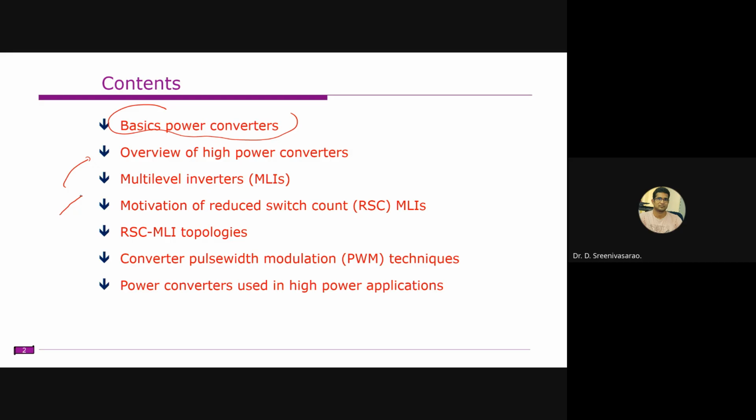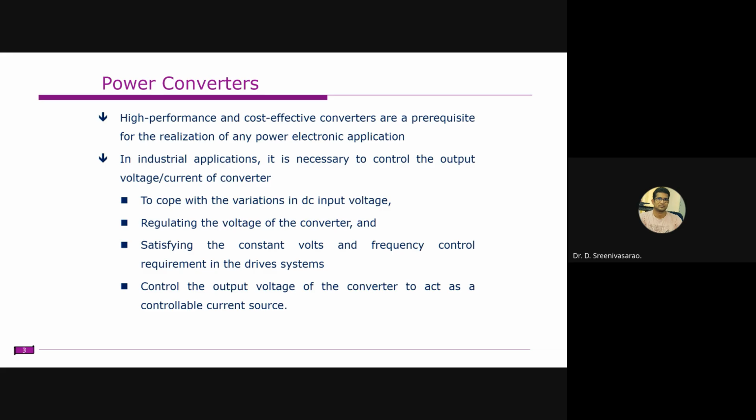Right. So the first thing is that, as we know, for any application, any power converter, you require a cost-effective converter. That is a prerequisite. The application may be anything. It may be a motor drive, or a renewable energy source integration, HVDC, anything, right? We normally require power converters. One is to cope with the variations of the input DC voltage, another is regulating the output of the converters, and another, in case of motor drive applications, is to maintain the V/f ratio constant.